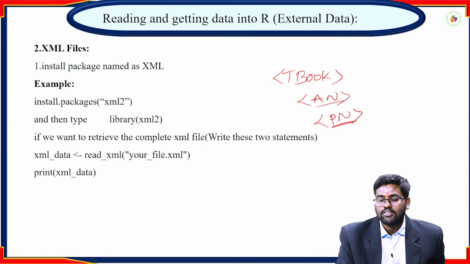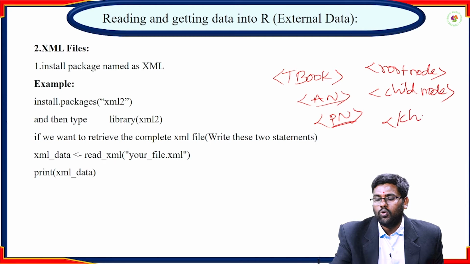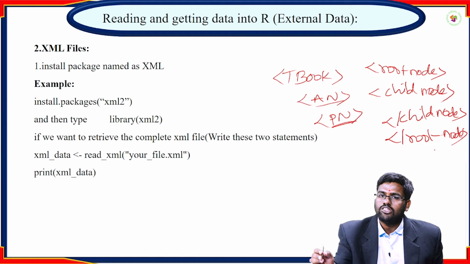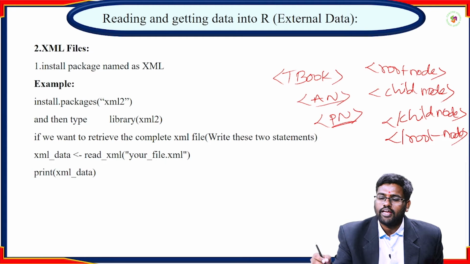The structure for XML is: root node, child node, close the child node, close the root node. Root node means the main starting root element. Inside it is a child node, and inside that another child node can be there, so we have to write the structure like that. This is the main structure for XML.